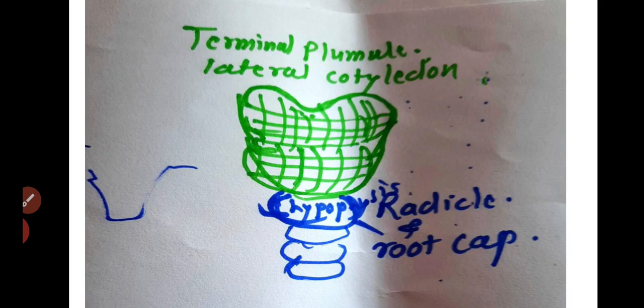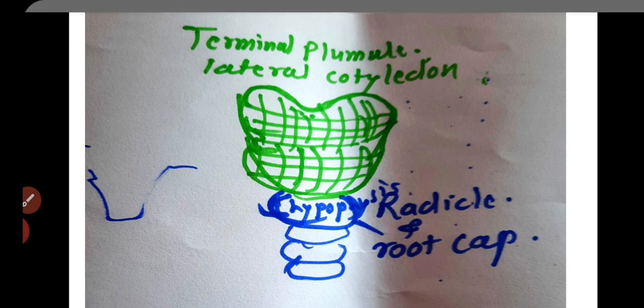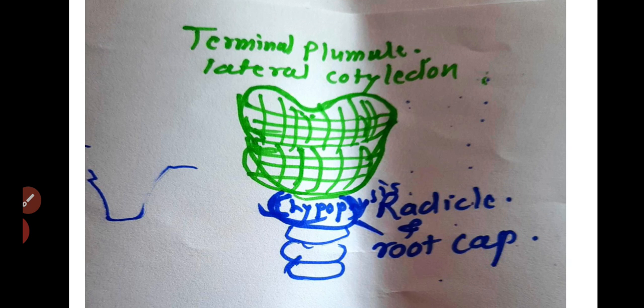Again the cell divides and redivides to produce a heart shaped structure, and it gives rise to the terminal plumule and two lateral cotyledons. Then the cell called the hypophysis converts into the radicle and root cap. Again it divides and redivides to produce a horseshoe shaped structure, and it gives rise to the plumule and the cotyledons. Like this, the embryo is synthesized.